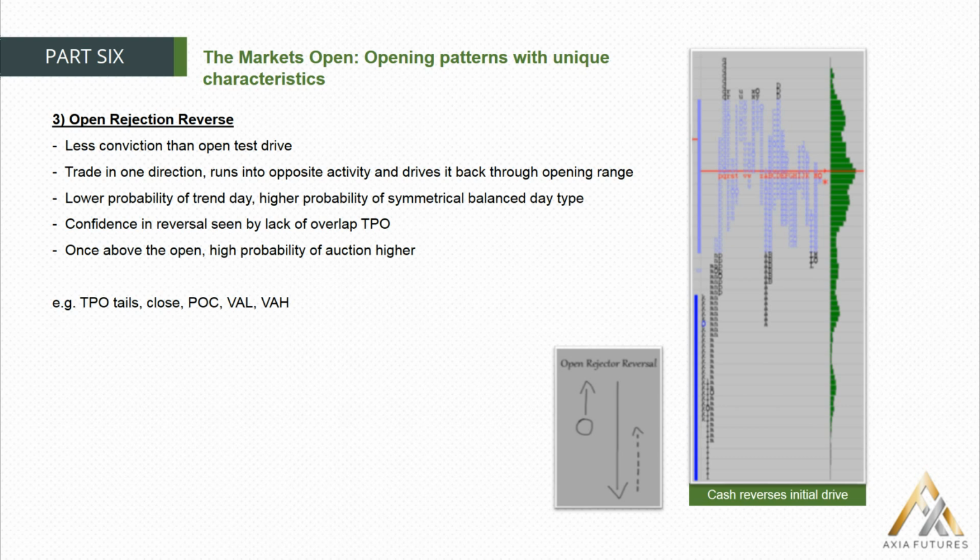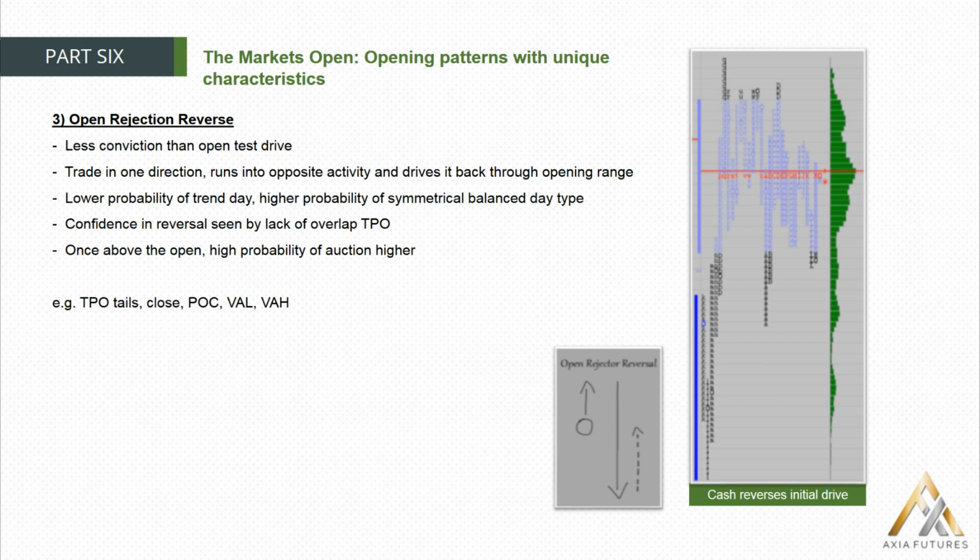The third, and slightly less convicted, type of open is the open rejection reversal. Again, it's a slightly less convicted open than the open drive and the open test drive. We tend to trade in one direction before running into opposite side activity. For instance, in the graphic depiction, the first one, you can see we open, the market tries to move higher, and then it runs into very aggressive sellers that initiate aggressive shorts. Once it runs into these aggressive other time frame players, they then very quickly take advantage of those prices and reject and reverse the initial movement.